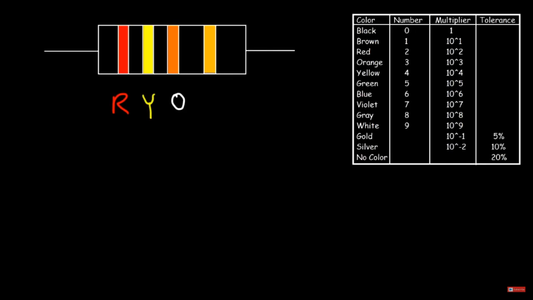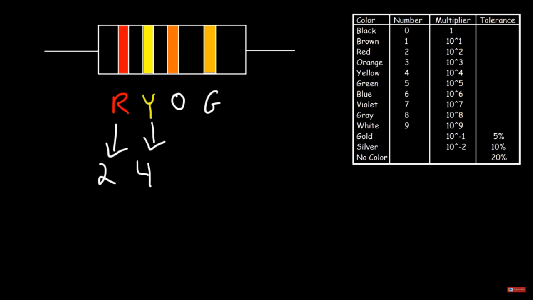The last color is for the tolerance. It's usually either gold, silver, or no color. So let's say this is gold. I'm going to put a G for gold. So what you need to do is, when you have the first color, which is red, look for the number in a table. So red corresponds to 2. That's the first digit. The second color, yellow, correlates to the second digit. And based on the table, yellow is associated with 4.